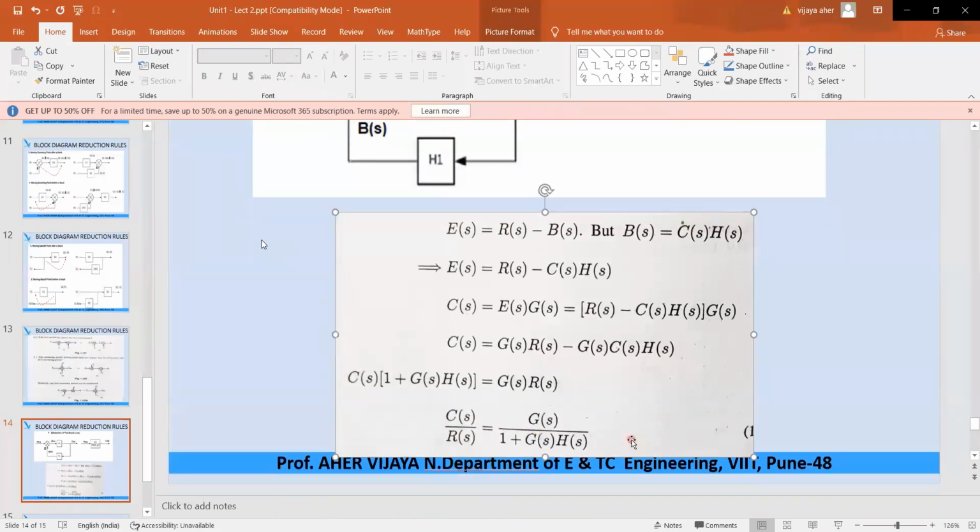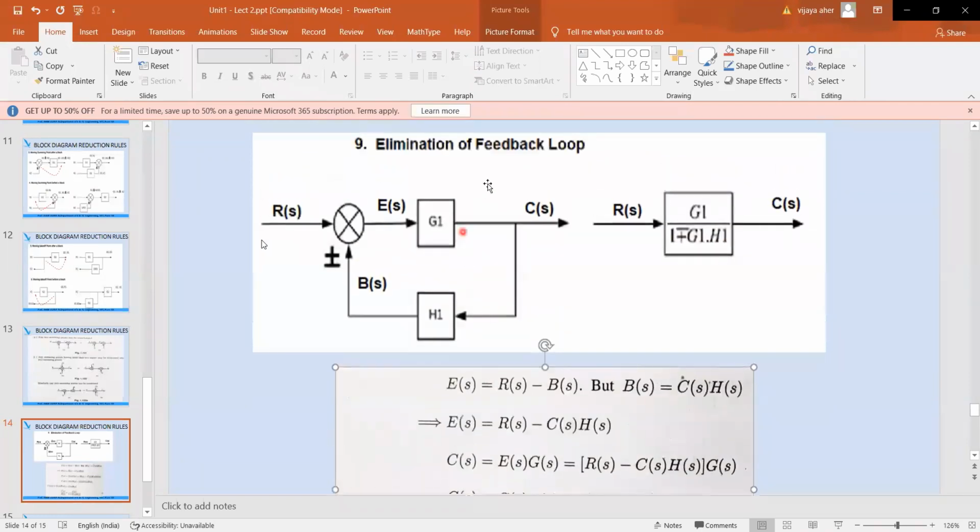I got this when I have taken the input error as R(S) minus B(S). So when I have taken the minus sign, I got the equation for transfer function equal to G(S) divided by 1 plus G(S) into H(S). Now this is nothing but the transfer function of this feedback loop. I have written it over here in terms of G1 and H1: G1 divided by 1 minus/plus G1 into H1, depending on the polarity of your feedback signal B(S), plus or minus.